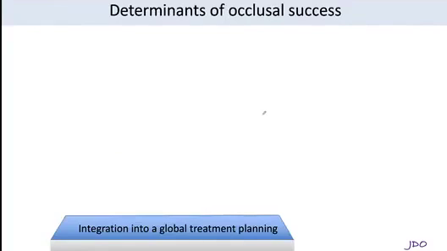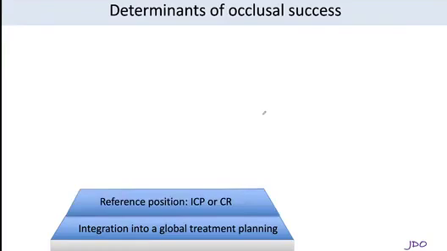Concerning the determinants of occlusal success, we were discussing for perhaps 15 minutes the difference between a light ICP and a strong ICP, with a clearance of 30 microns or not. But the success is not here. The key of success is, first, integration into a global treatment planning of your implant project. Global view of the treatment. Think about what the teeth are, think about functions.